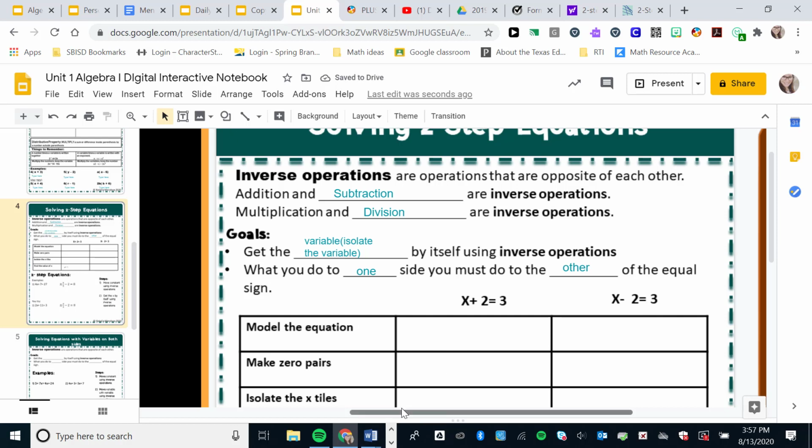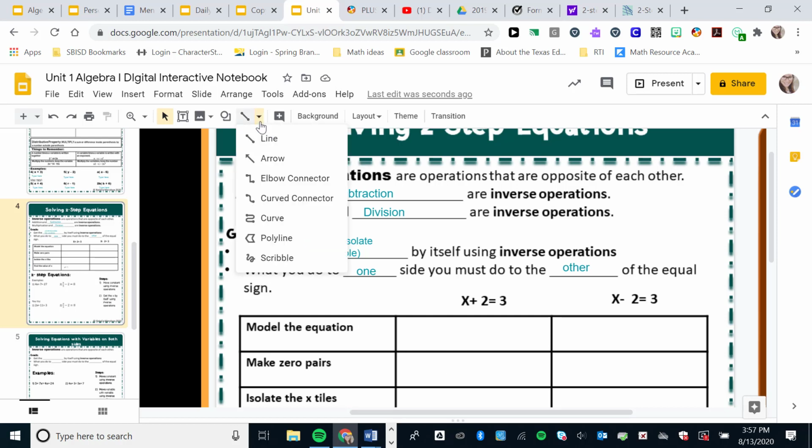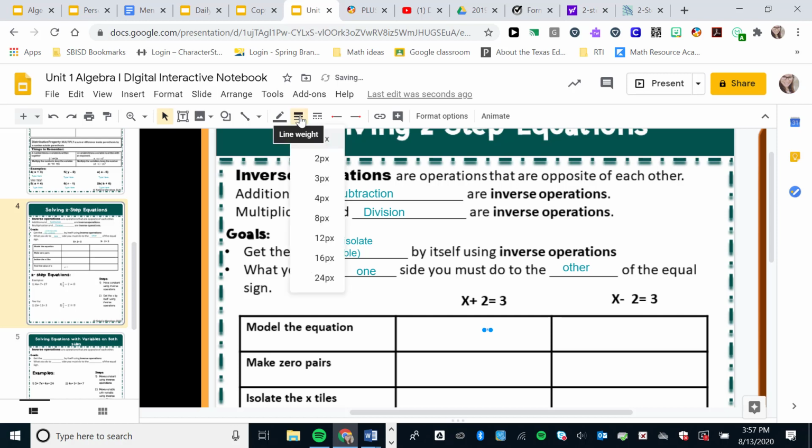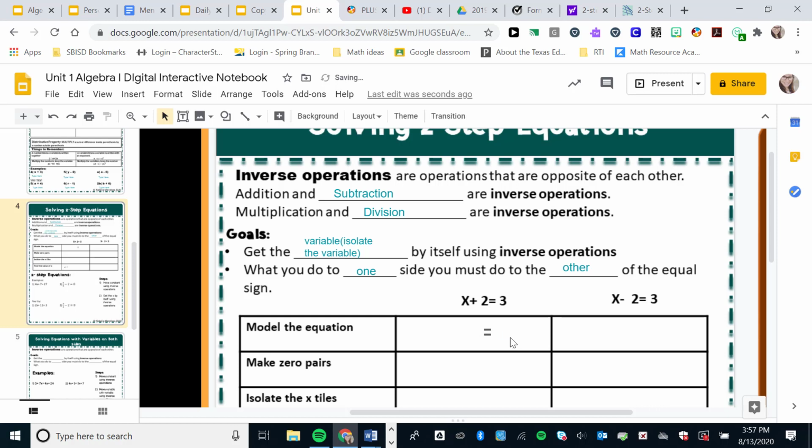We're going to use Algebra Tiles at first because I want you to kind of picture what we're doing. So I'm going to draw a little equal sign. And I'm going to duplicate that because I want to draw equal sign. Okay, and then I'm going to model it using my algebra tile.